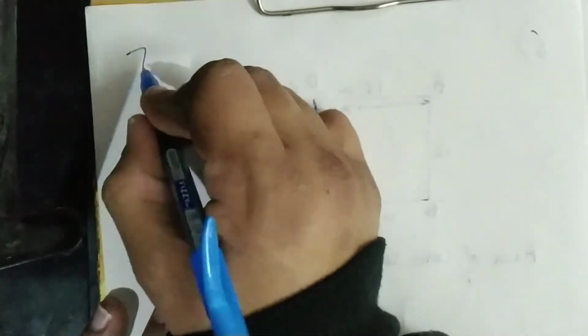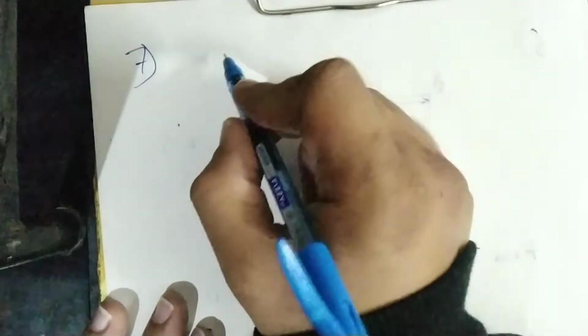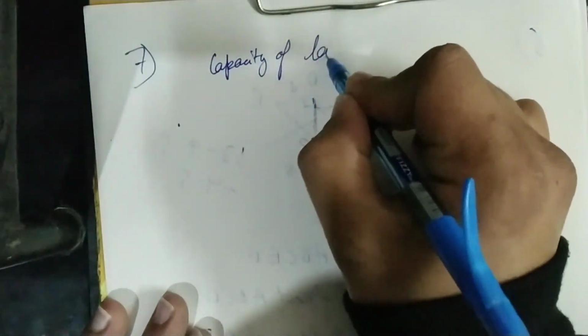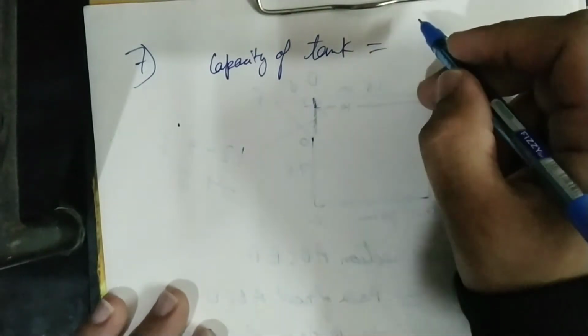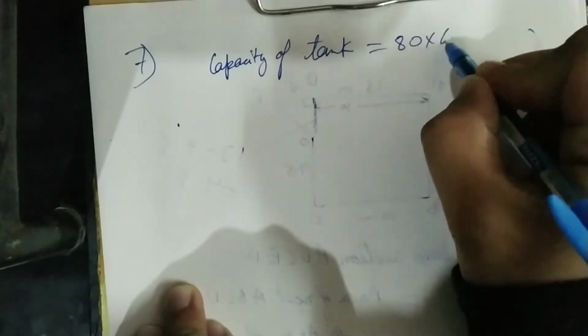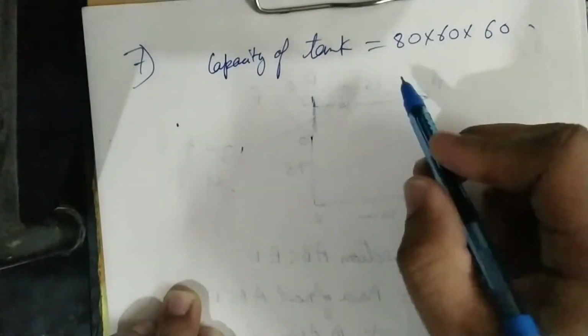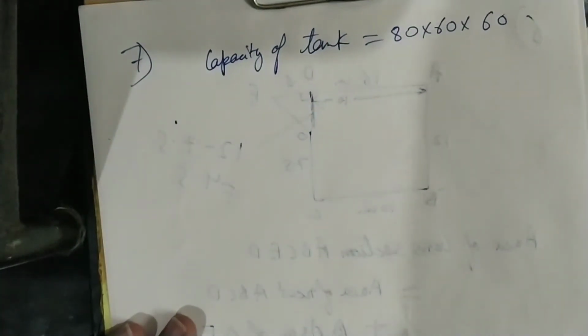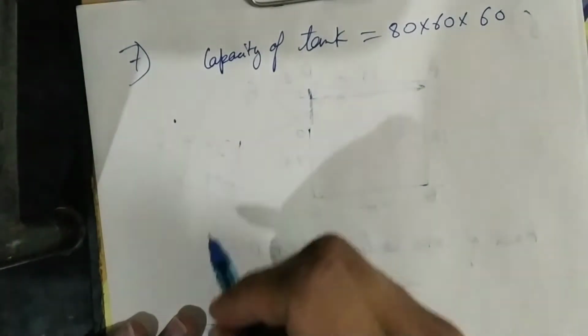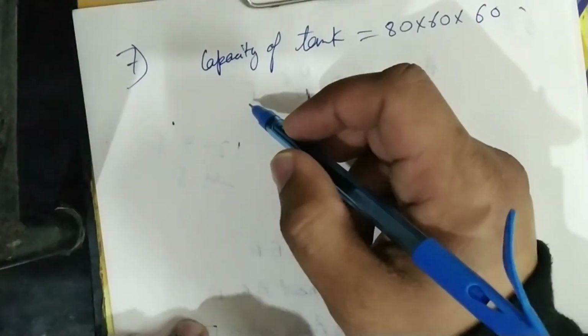So this is your question number 7. Capacity of tank. So that is equal to 80 multiplied by 60 multiplied by 60. Okay, you can find this value, but ultimately we are not required to find this in the answer, so I will not find it. So that will make our calculations easier. Now the next thing given is cross-sectional area.